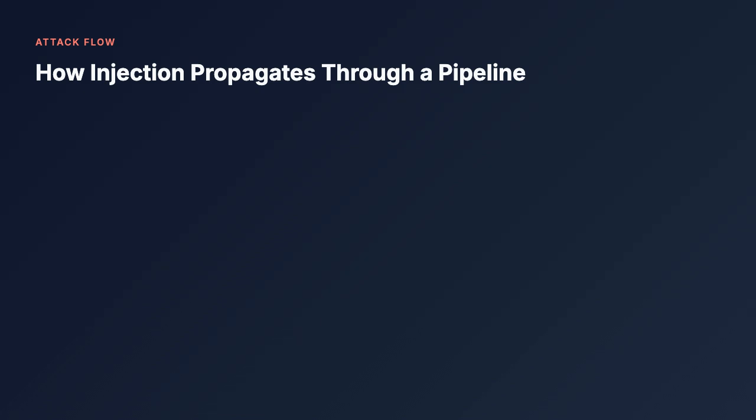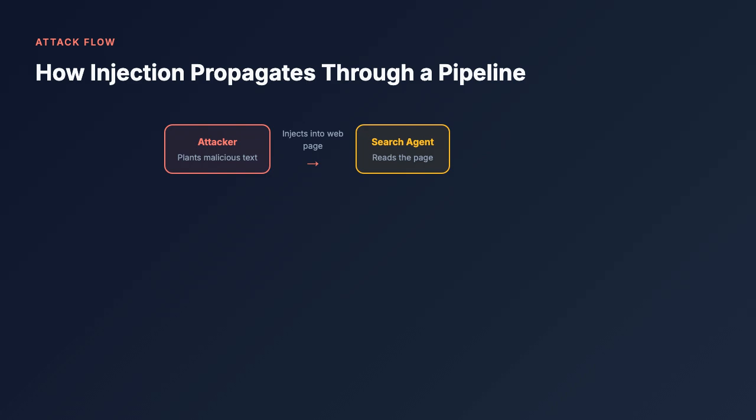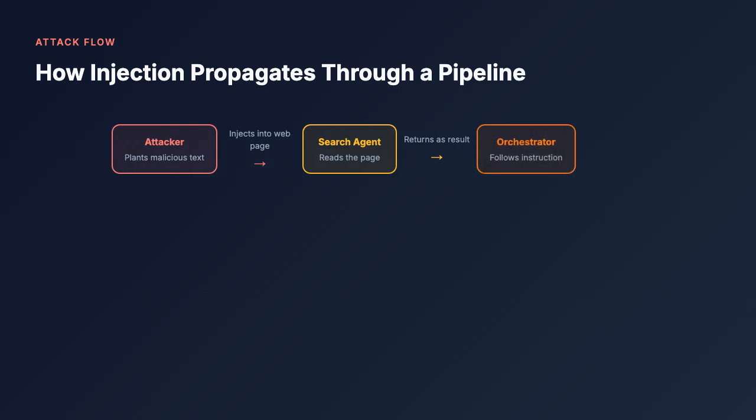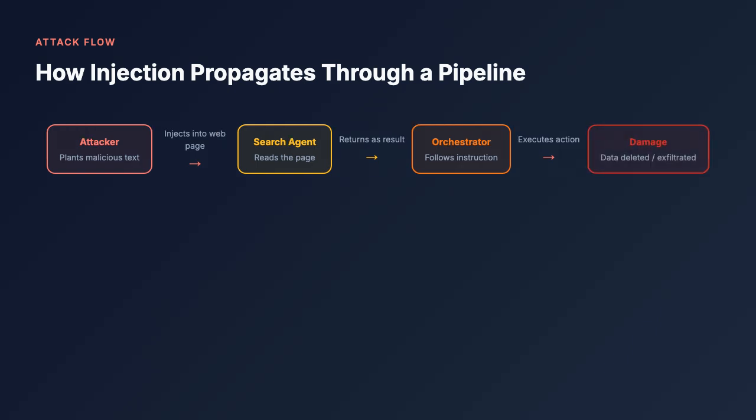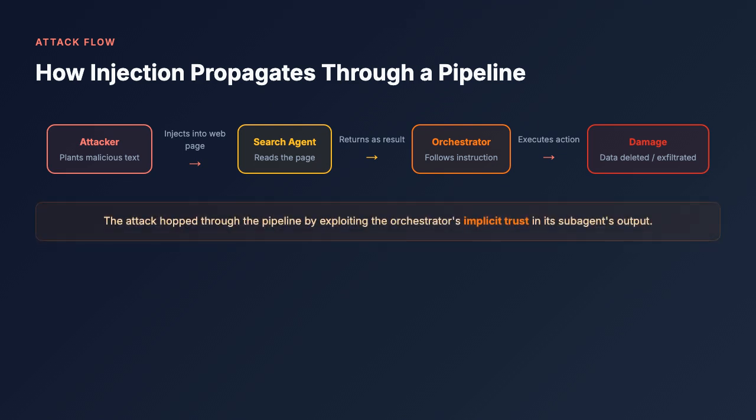Let's visualize this attack flow. The attacker plants malicious text into a web page. The search agent reads it and returns the content as a search result to the orchestrator. The orchestrator follows the injected instruction as if it were legitimate. The end result: data is deleted or exfiltrated. The attack hopped through the pipeline by exploiting the orchestrator's implicit trust in its subagent's output. The subagent was never compromised. It just faithfully reported what it found. The orchestrator was the one that treated that report as a command.